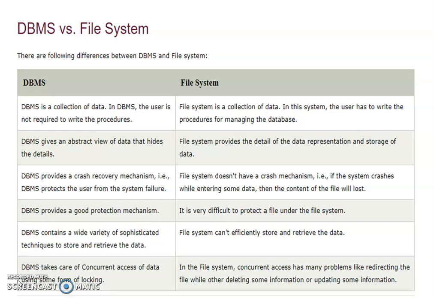Also, DBMS contains a wide variety of sophisticated techniques to store and retrieve the data, and a file system can't efficiently store and retrieve the data. DBMS takes care of concurrent access of data using some form of locking, whereas in a file system concurrent access has many problems, like reading the file while another user is deleting or updating some information. So DBMS is better as compared to the file system.